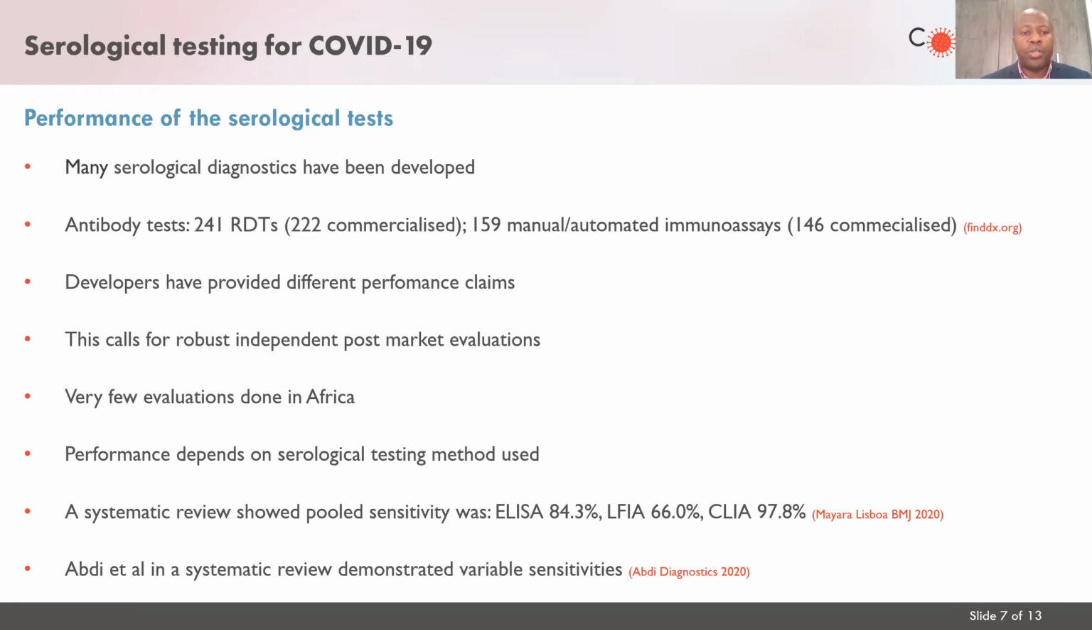So the performance of serological tests, many serological diagnostics have been developed. And now, according to the databases on FIND Diagnostics, 241 rapid diagnostic tests have been developed, and 159 manual or automated immunoassays, and 146 have been commercialized, while 222 rapid tests have been commercialized. Developers have provided different performance claims. This calls for robust, independent post-market evaluations. So unfortunately, very few have been evaluated in Africa. Performance depends on serological testing method used. A systematic review showed that pooled sensitivity was, for ELISA, 84%, lateral flow, 66%, and chemiluminescence, 97%.